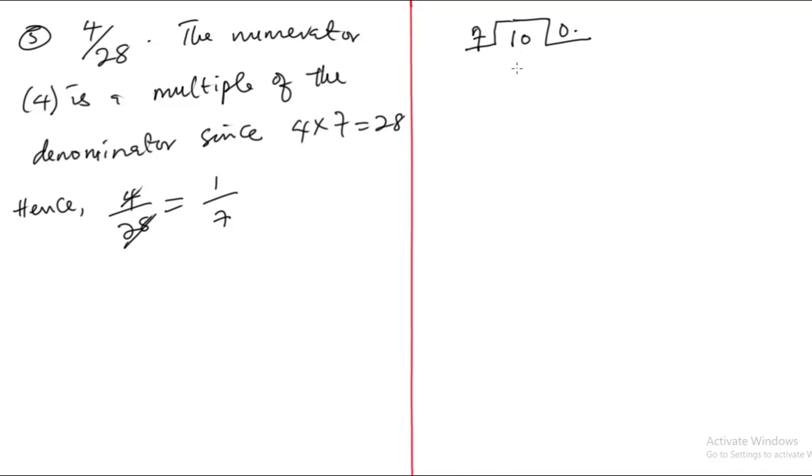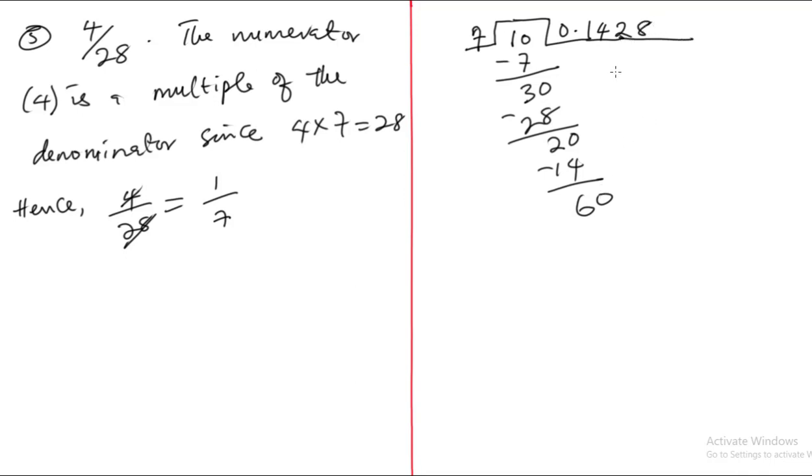So we draw our division box, write 0, put the point, make 1 into 10, multiply and subtract. We have 7 times 1 is 7, 10 minus 7, we have 3. Add 0 to make it 30, and you divide 30 by 7, you have 4, which is 28. We have 2. Add 0, which is 20. You divide 20 by 7, you have 2, which is 14. We have 6. Add 0, which is 60. You divide, we have 8. 7 times 8 will give us 56. When you subtract, you have 4. You add 0 to make it 40.